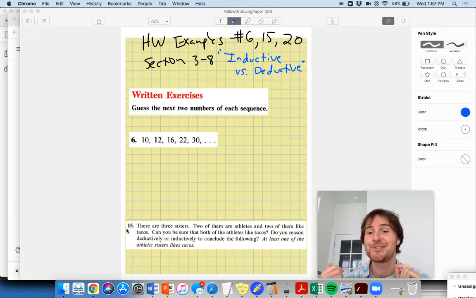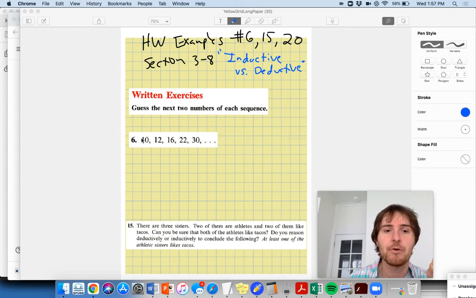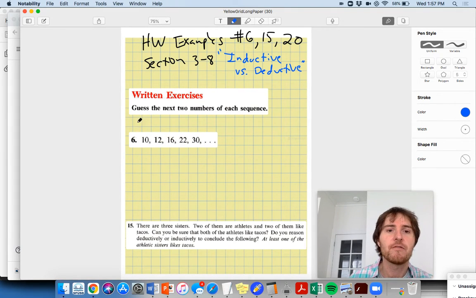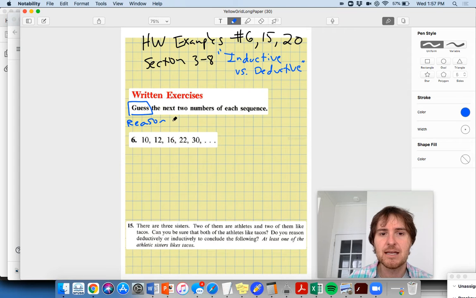So anyways, this section is a little bit different. We're gonna jump into it right now with number 6. It says, guess the next two numbers of each sequence. So very simply, if it says guess here, we're gonna have to, in this problem, reason inductively, okay? Inductive conclusions are oftentimes guessing based on particular evidence that you've observed.